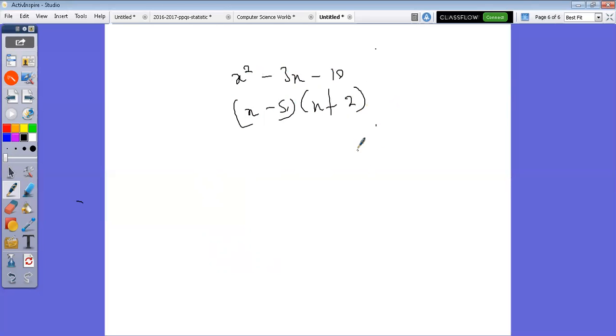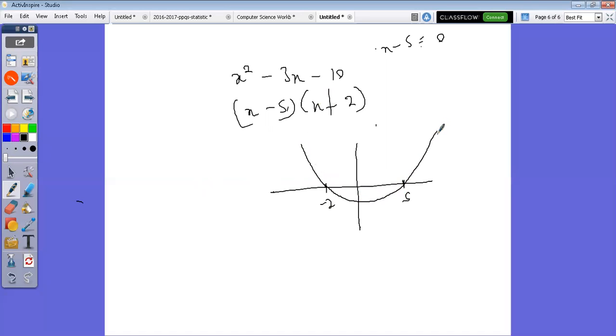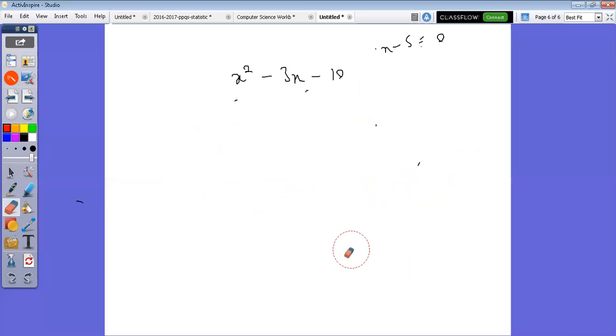Do you know what that means? Because remember, if I'm solving this equation, I say x minus 5 is equal to 0. So x is equal to 5. So it means one of your solutions is 5 here, and one of your solutions is negative what? Negative 2. So it's like this. Clear? Make sense? Or let's use the method that we've just done here. It can be used for everything.